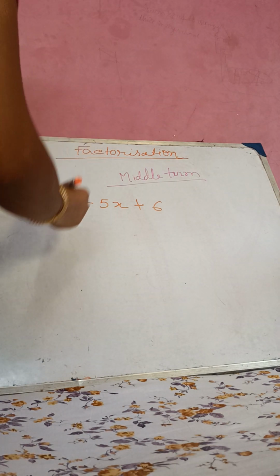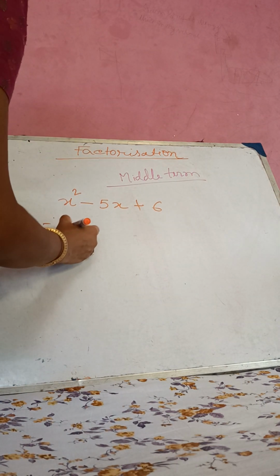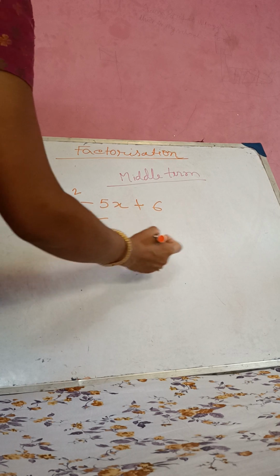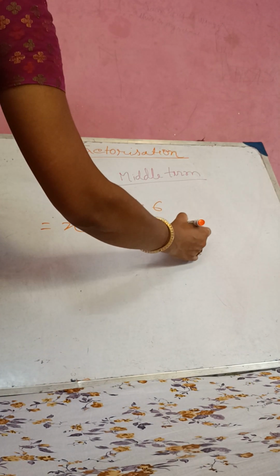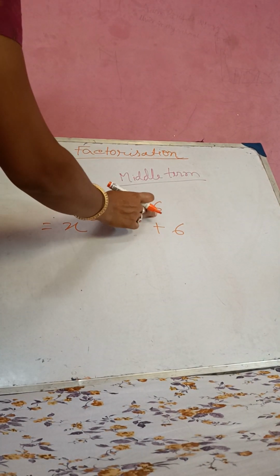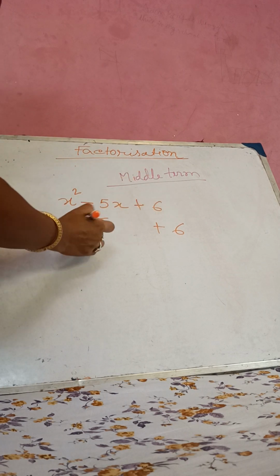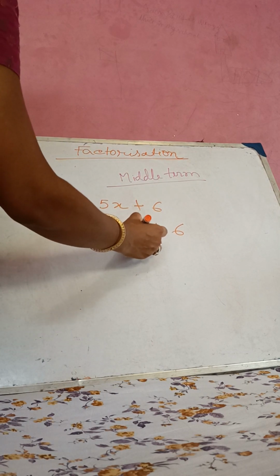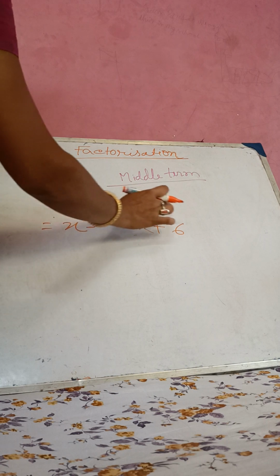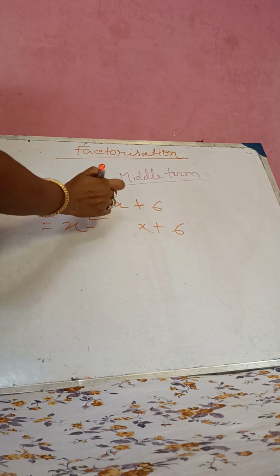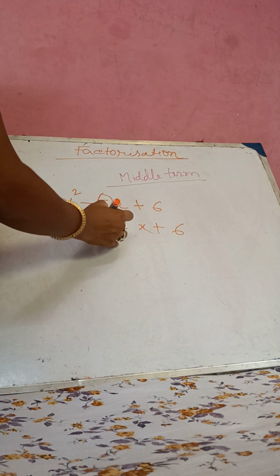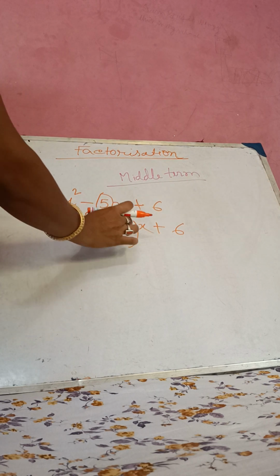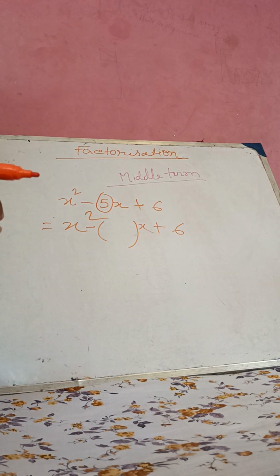So, what I told last time, I will do factorization. I will keep both the terms the same. First and last term will be the same. I will write everything the same except this middle term. I will make it an addition or subtraction of two terms.